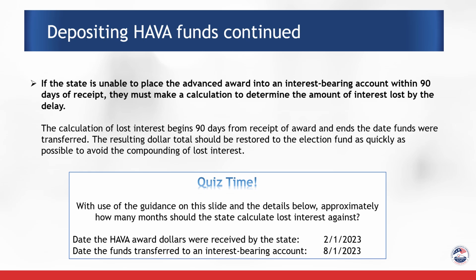That means for February, March, and April, you had the chance to transfer it into that interest-bearing bank account, but once at the 90-day mark, come May 1st, that's when the clock started for calculating lost interest. Because the funds did get transferred as of August 1st, we're looking for you to calculate interest lost between May, June, and July.